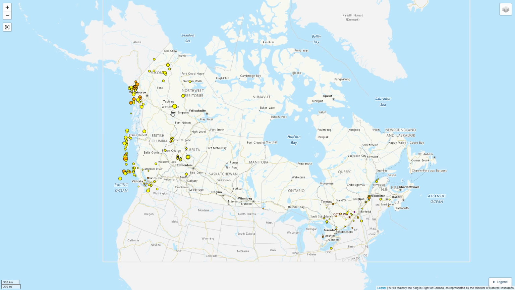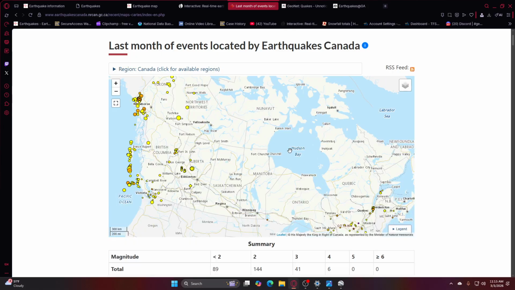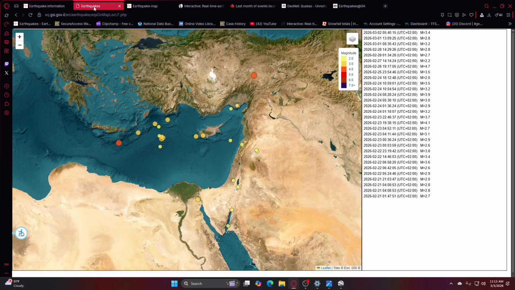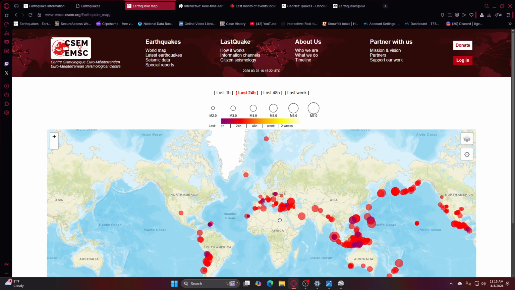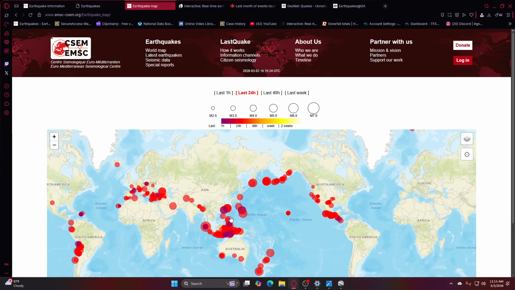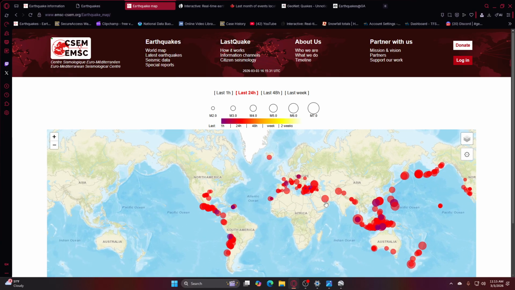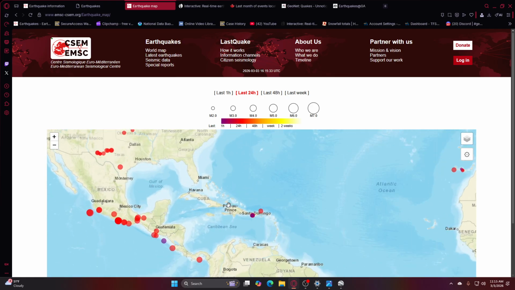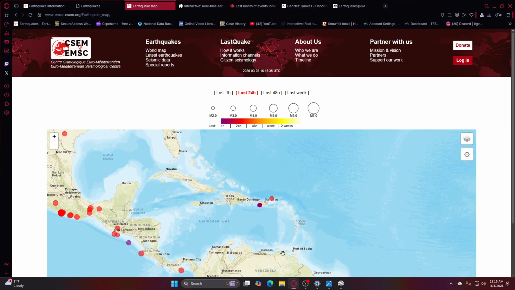Now, we are going to go to an area that I forgot to look at. So we're going to exit out of here, and we are going to the Caribbean, because I keep forgetting the Caribbean exists. So let's go down here to the Caribbean. This is the Caribbean here.